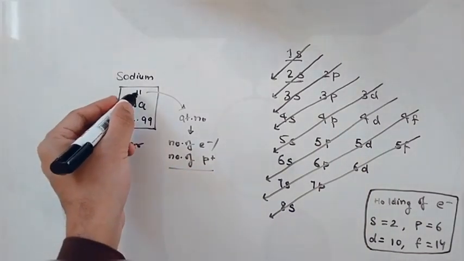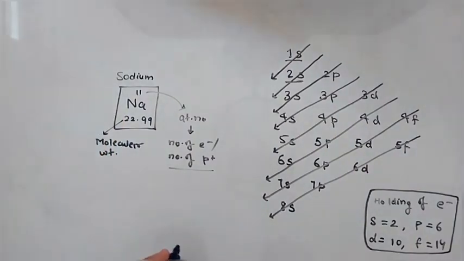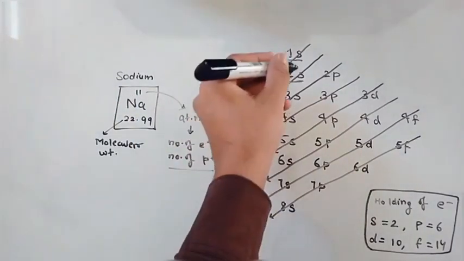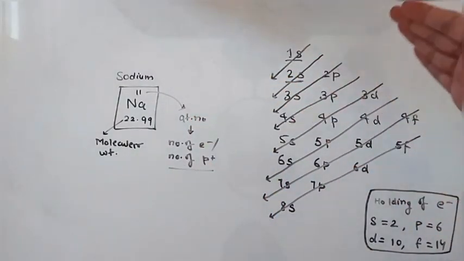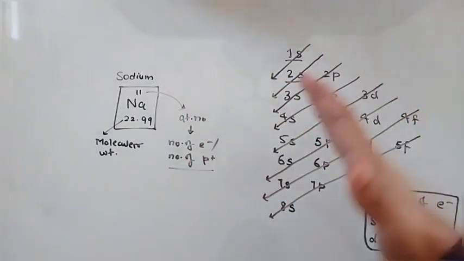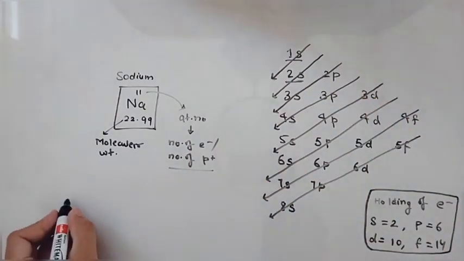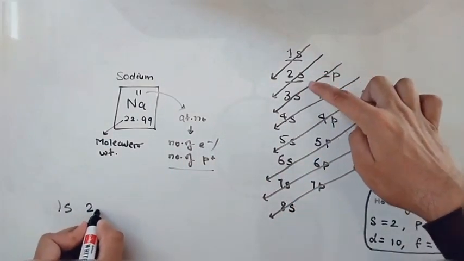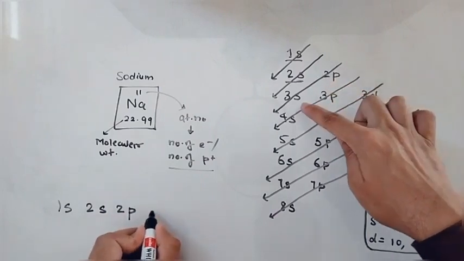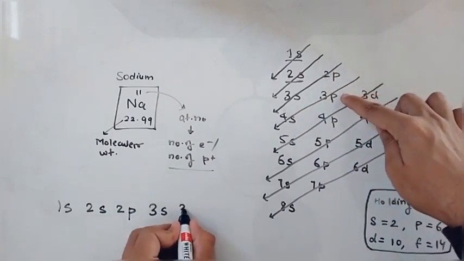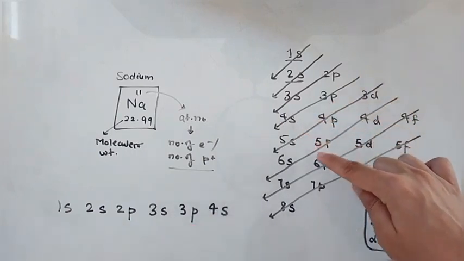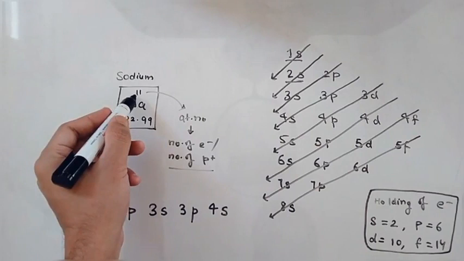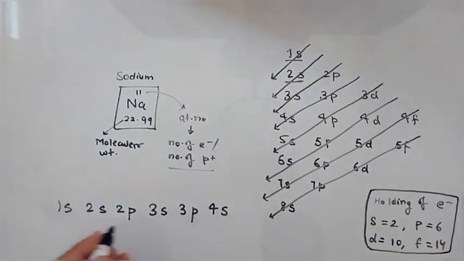For Na, we have atomic number 11. So we have to fill 11 electrons in the order of 1s, 2s, 2p, 3s. When we are filling, we have to come in this direction, downward, like a slide. So we will be having 1s, 2s, then 2p, then 3s, and then 3p, and then 4s. So we have to fill 11 electrons in the orbitals.